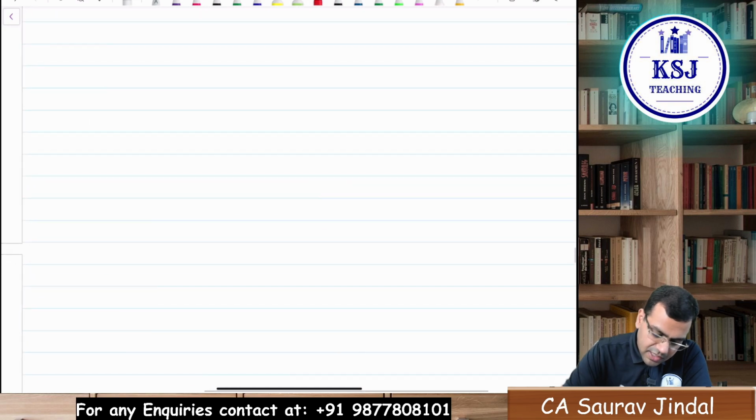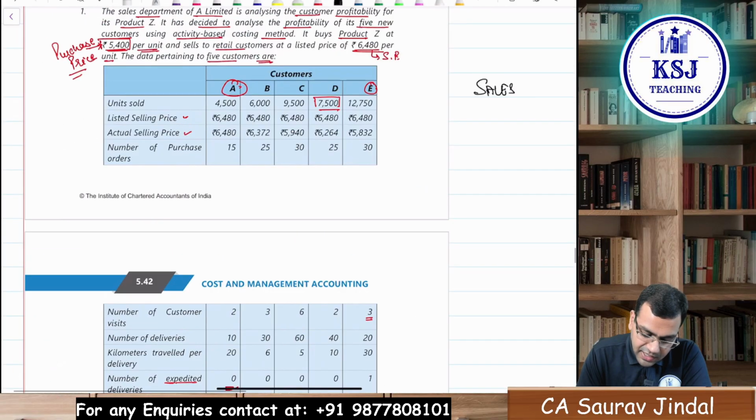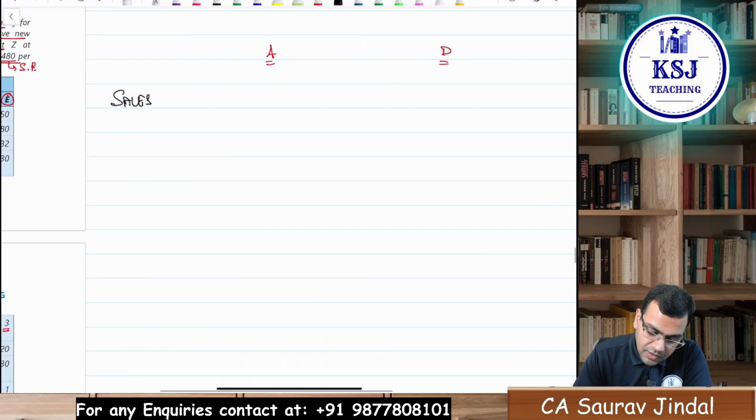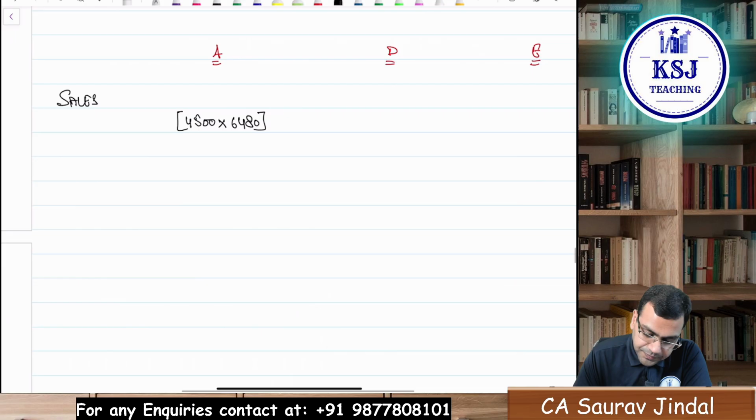So let's prepare it for customer A, customer D and customer E. We will start with the value of sales. So what is the sales here? For customer A, the number of units sold are 4,500 and the selling price is 6,480. So it will be 4,500 multiplied by 6,480. For customer D, 7,500 units at 6,264. 7,500 units multiplied by 6,264.